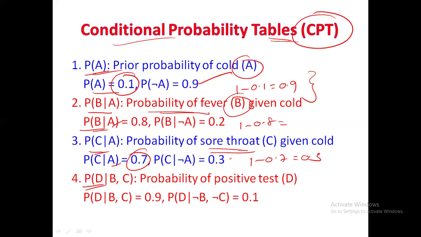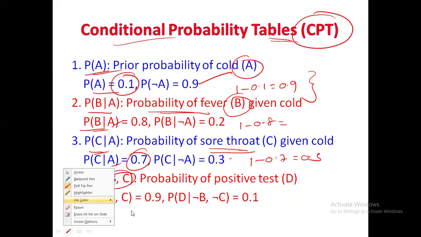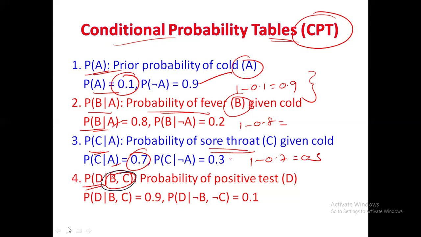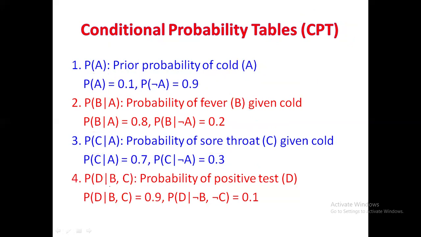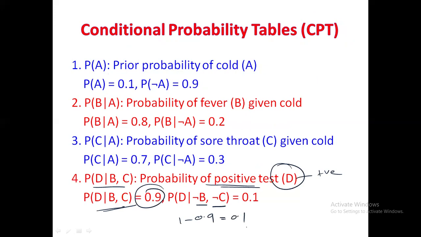Similarly, another condition is another event: probability of D given B, comma C. Two events we are taking. We have taken two events. So in this case, the probability of D given BC is the probability of a positive test. D is the positive test. Probability of D given B, comma C is equal to 0.9. Probability of D given B bar, comma C bar is 1 minus 0.9, which is equal to 0.1.